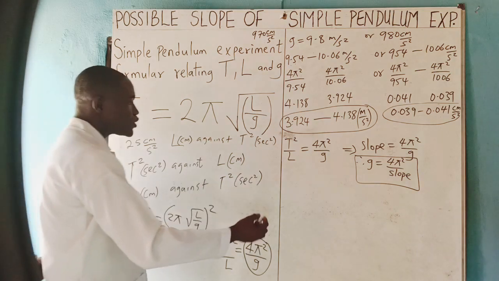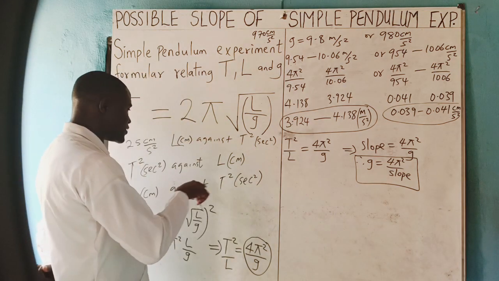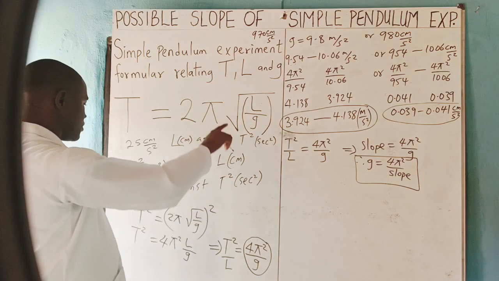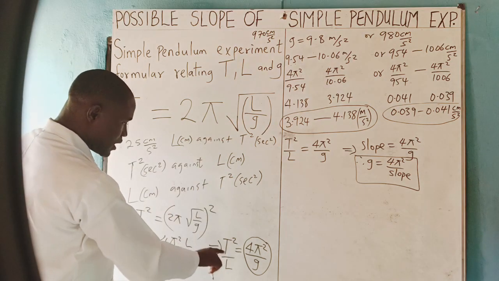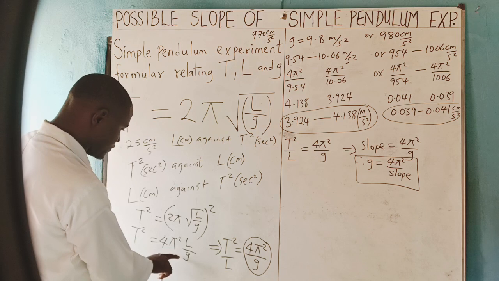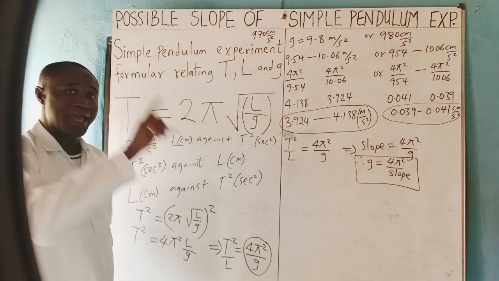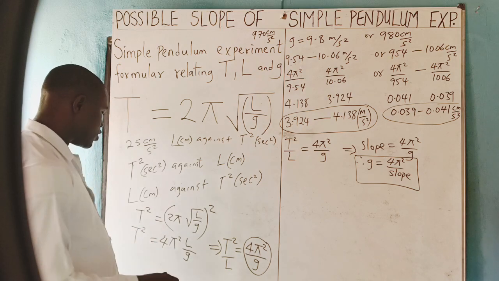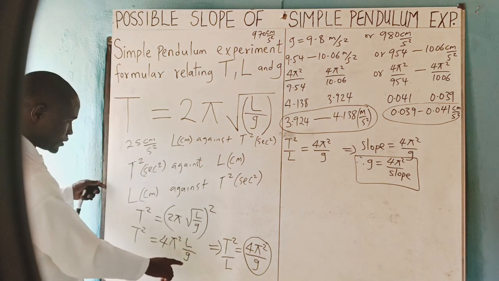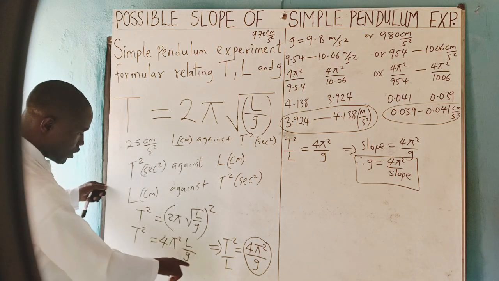Okay. For the one of L against T square, that means from this formula I have here, I have to modify it so that L will be at the numerator and T square will be at the denominator. So look at how I will do it. g will come up and T square will come down.